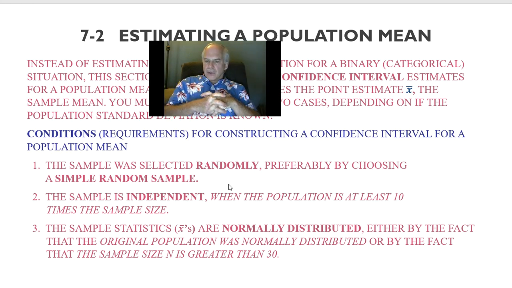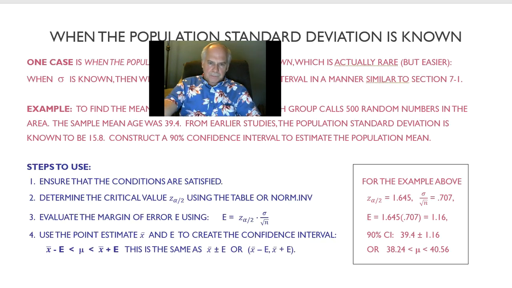And then the third condition is that the distribution of x bars, called the sampling distribution, should be normally distributed, either by the fact that the original population was normally distributed or the sample size was greater than or equal to 30. So if your sample size was at least 30 or the original population was normal, then you'd have that condition met. All right.